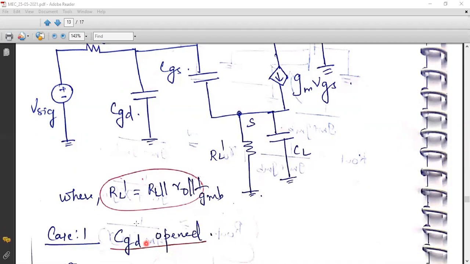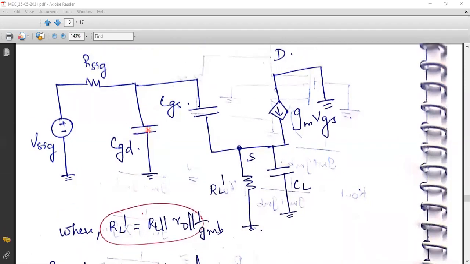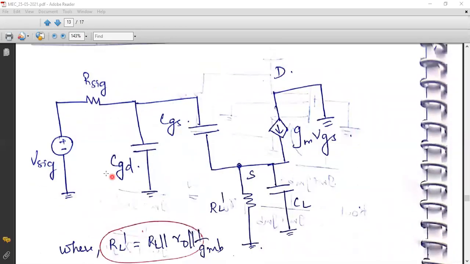So first let me consider the capacitance CGD. If I consider CGD and open the two terminals and look into this terminal, the resistance that you will obtain is Rsig. How will you find this resistance? You need to consider the resistance which is connected across the same terminal where CGD is connected. Please focus on where CGD is connected. CGD is connected between, sorry, this is the gate, right?